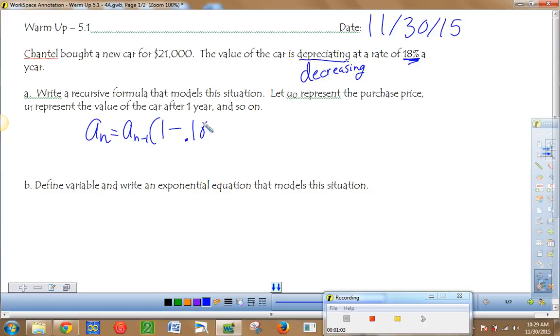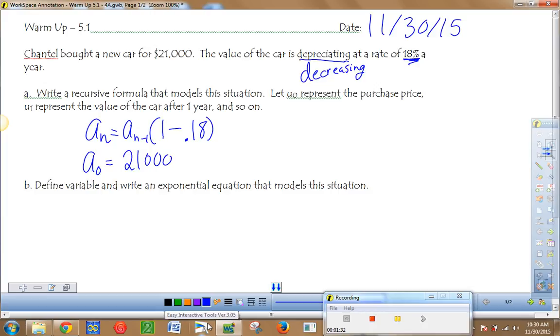Thank you. Felt like you had to prove to me that you did homework. All right, and then what else do you have to tell me? A sub 0 equals 21,000.